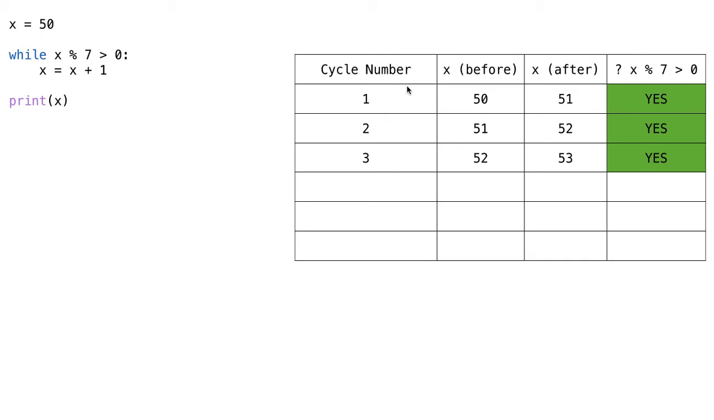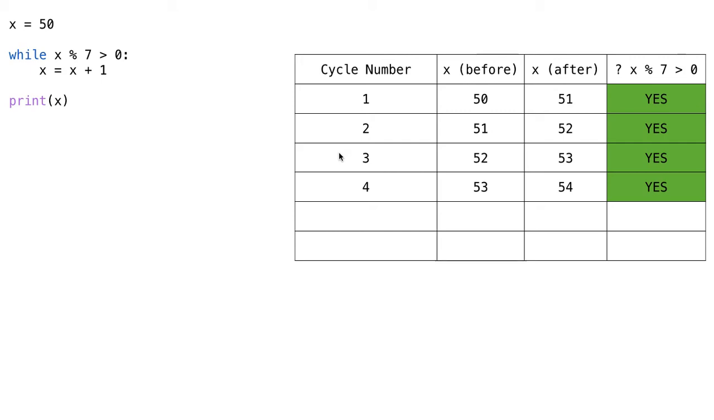Then we go to cycle number 4, the fourth time through the loop, and again, the value of x before we go through this cycle is just the value of x that we had left over at the end of the previous cycle, so this is 53. After that cycle is complete, x will become 54, again just adding 1 to the value of x. And again, we ask this question, 54 modulo 7, is that greater than 0? In this case, this gives us a remainder of 5. 5 is greater than 0, so the condition is met, and the loop continues onward.